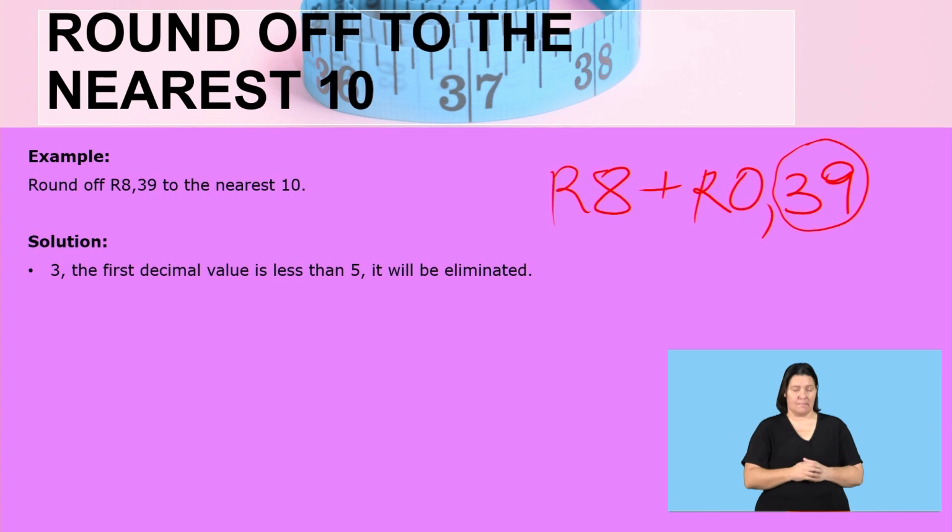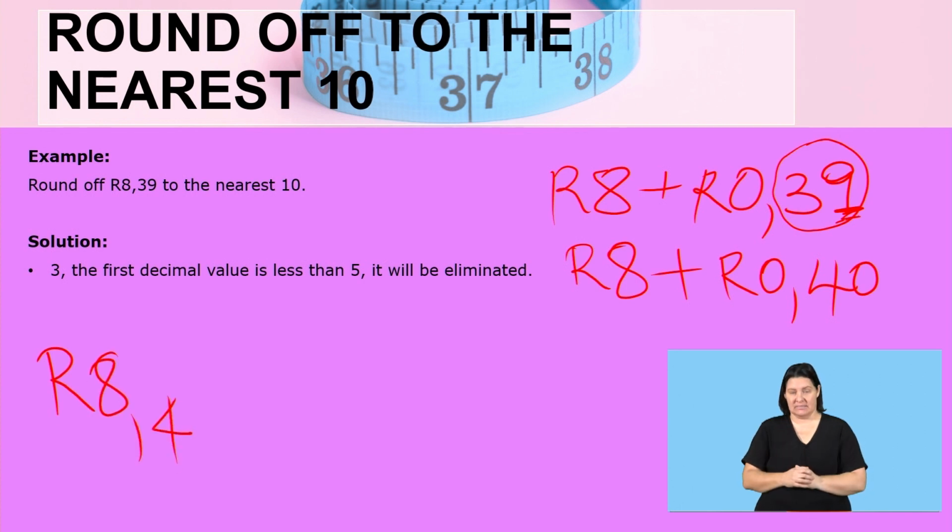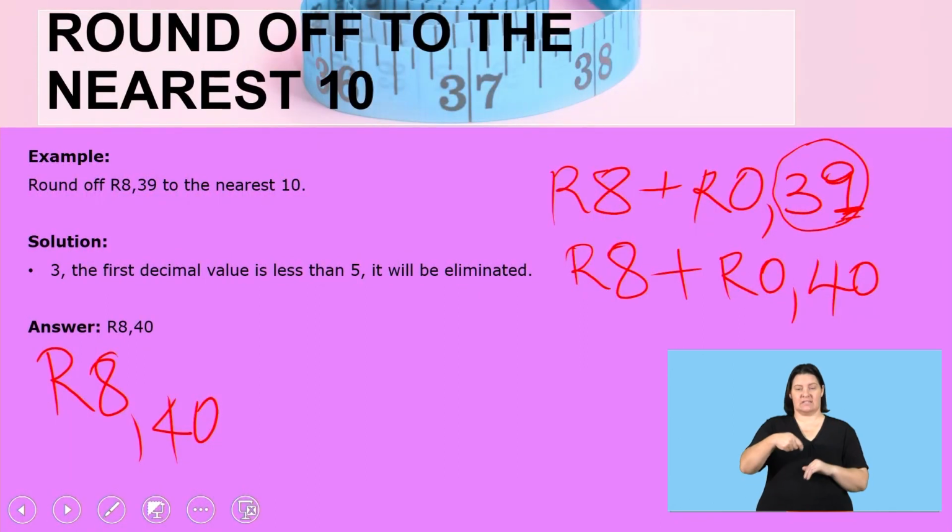We have to check whether we are rounding off 39 cents upwards or downwards. Looking at 39 cents itself, we will be looking at the last digit of 39 cents. The last digit, which is 9, is going to be more than 4. So it means that this is rounded upward. And if we round it upward, this will be 8 Rand plus 40 cents. So our answer will be 8 Rand 40. This is what has been worked out here. This is how to get your 8 Rand 40.